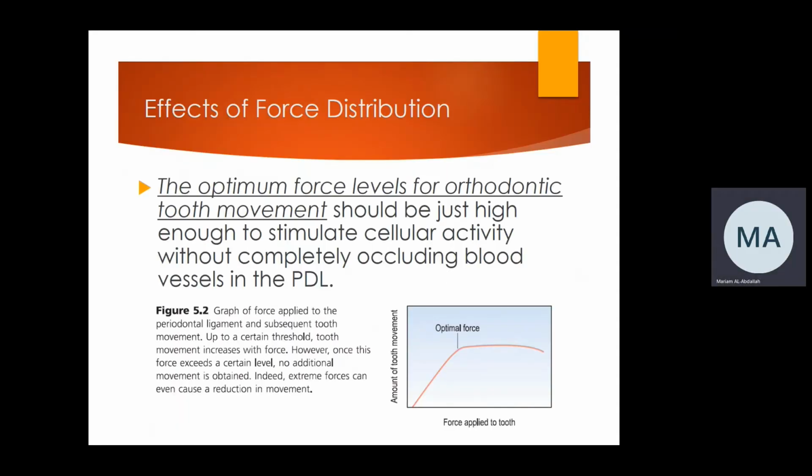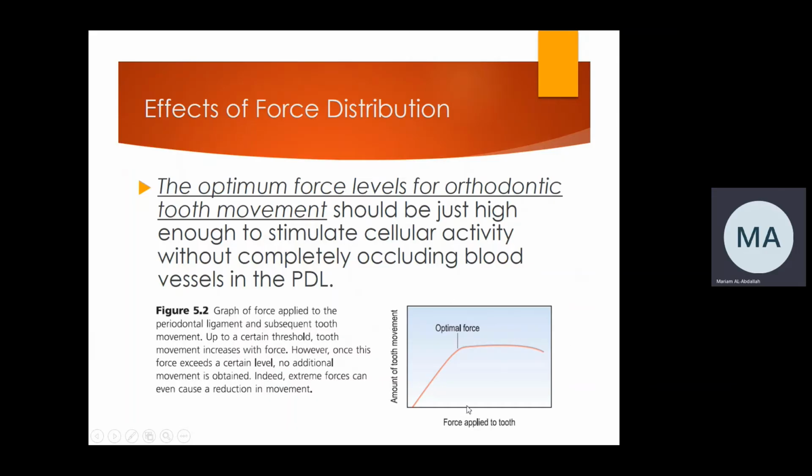Now we will come to the effect of force distribution. The optimum force levels for orthodontic tooth movement should be just high enough to stimulate cellular activity without completely occluding blood vessels within the periodontal ligament. We said that if we start to have occlusion of the blood vessels, that means we will start to have heavy forces that result in hyalinization, cell death, and delayed tooth movement, and undermining resorption, indirect tooth movement, right? Remember all these from the first part of this talk.